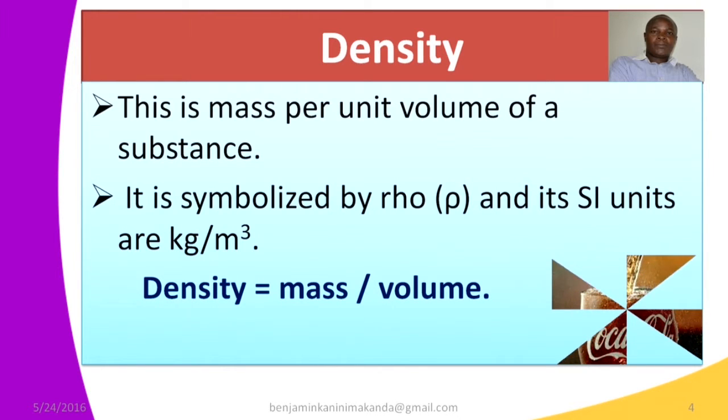Now we have this formula here: density equals mass divided by volume. This becomes the formula that can relate density, mass, and volume. So if you have this formula and you want to relate the three quantities, density equals mass over volume, then the other way, mass equals density multiplied by volume, and also volume equals mass divided by density. So that's how we relate density with mass and volume.